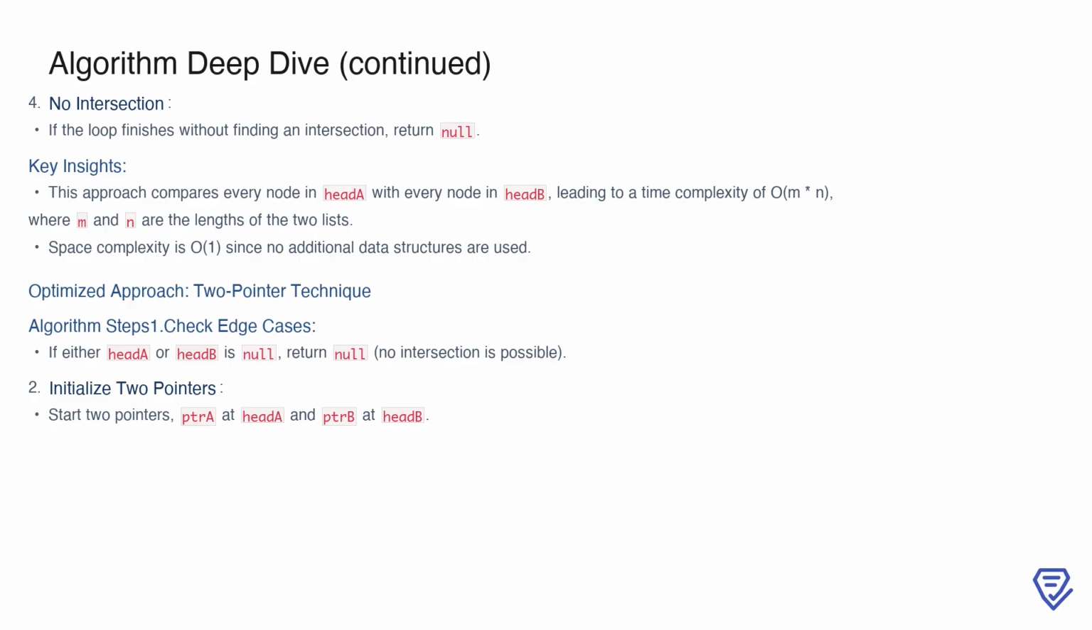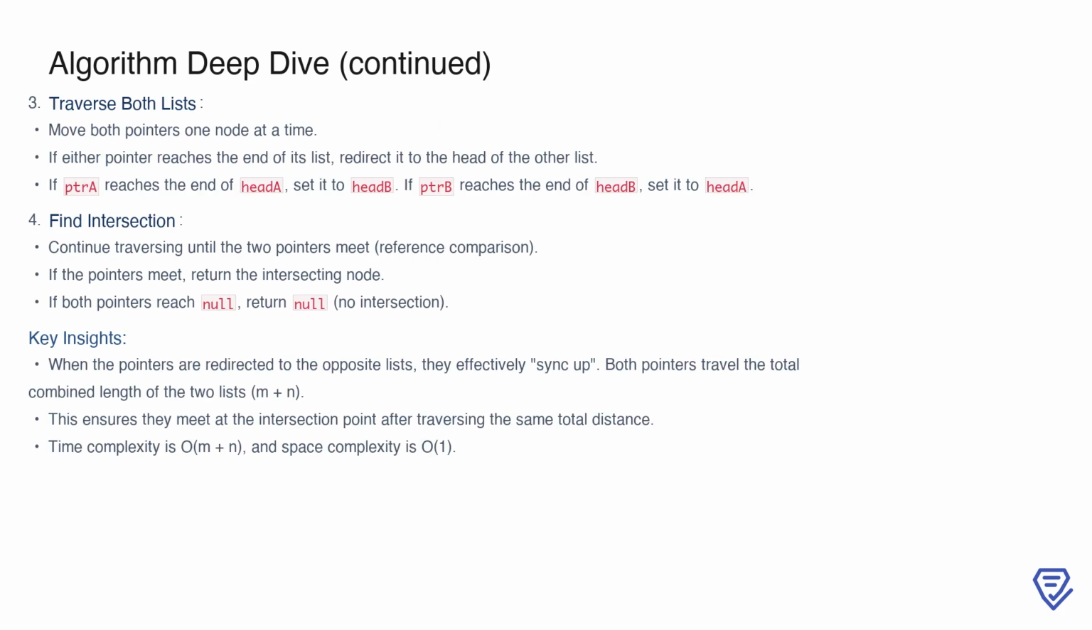First, we check for edge cases. If either of the lists is empty, represented by head A or head B being null, we immediately return null since an intersection isn't possible. Then, we initialize two pointers, PTRA and PTRB, at the heads of the two lists, head A and head B, respectively. Next, we traverse both lists simultaneously using the two pointers.